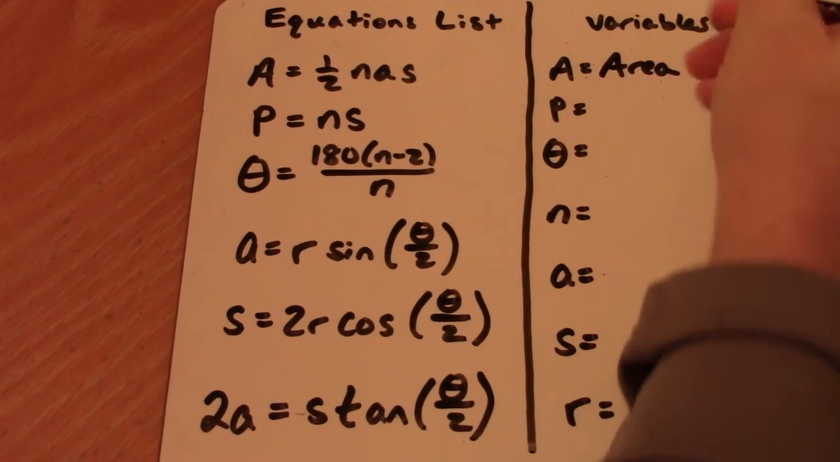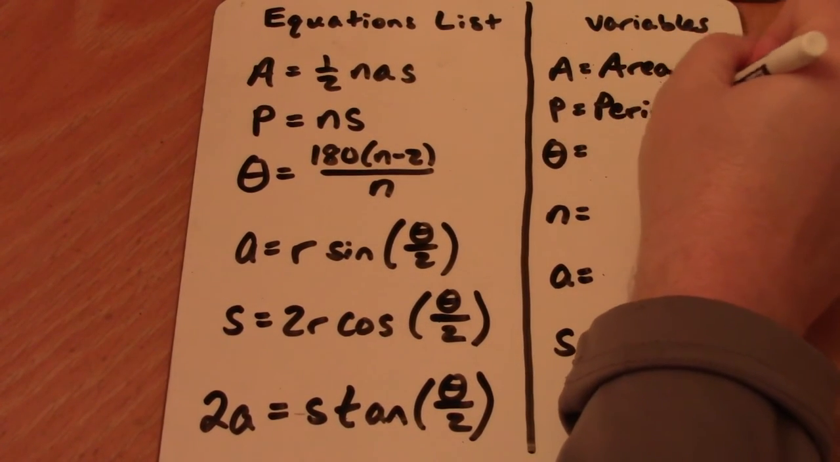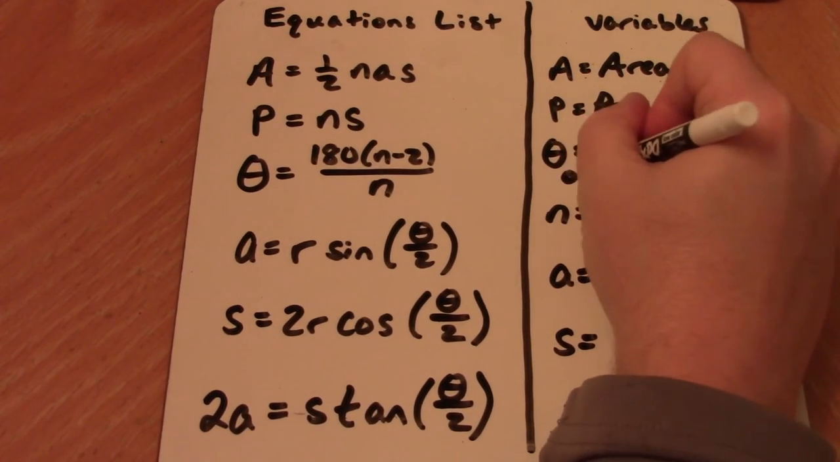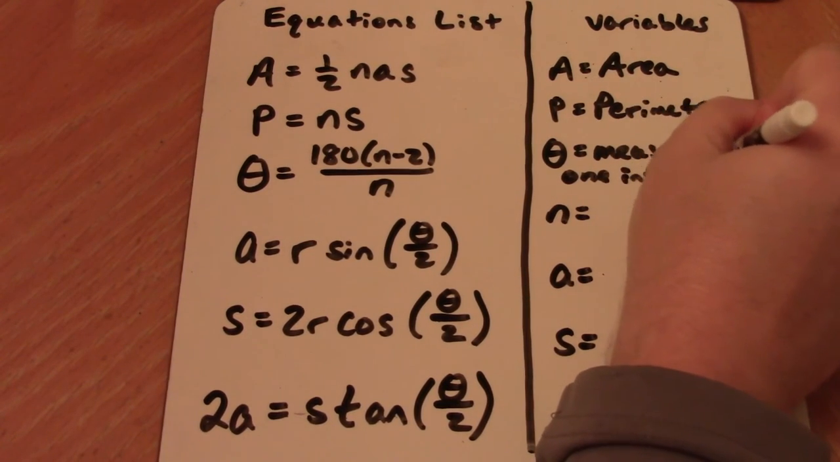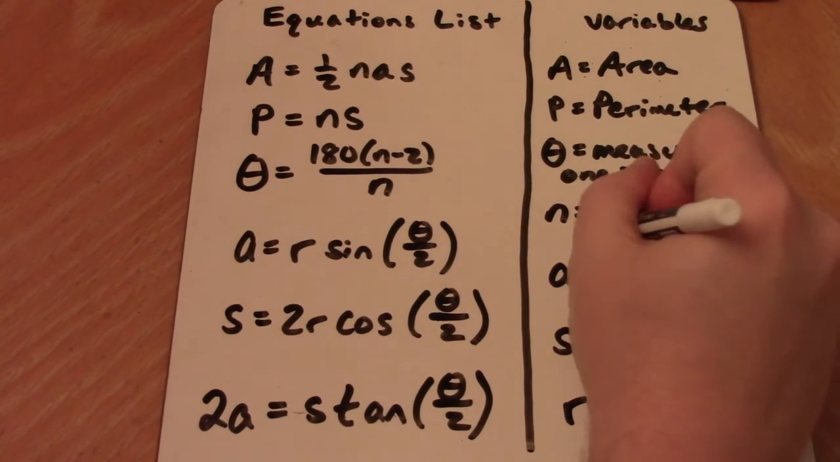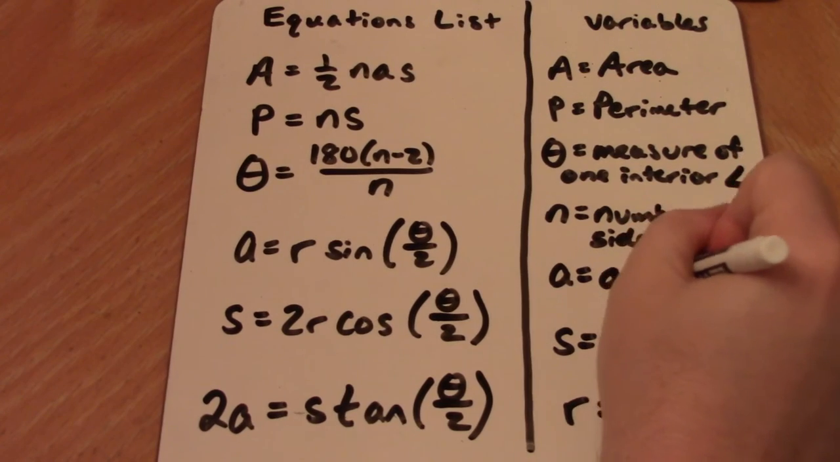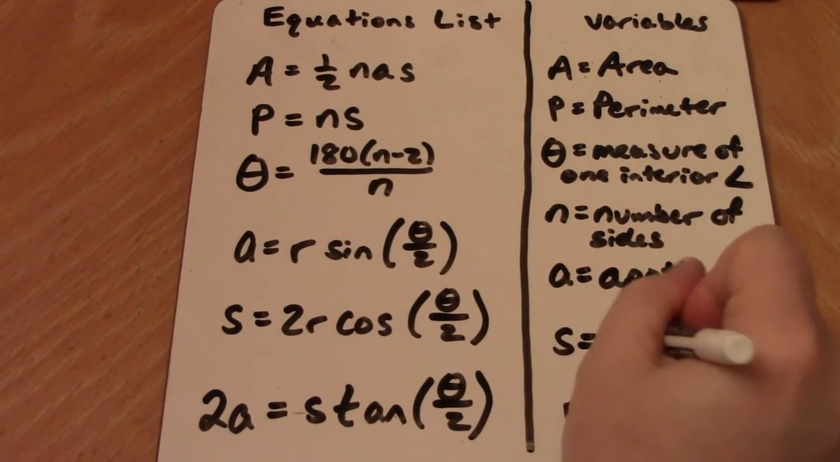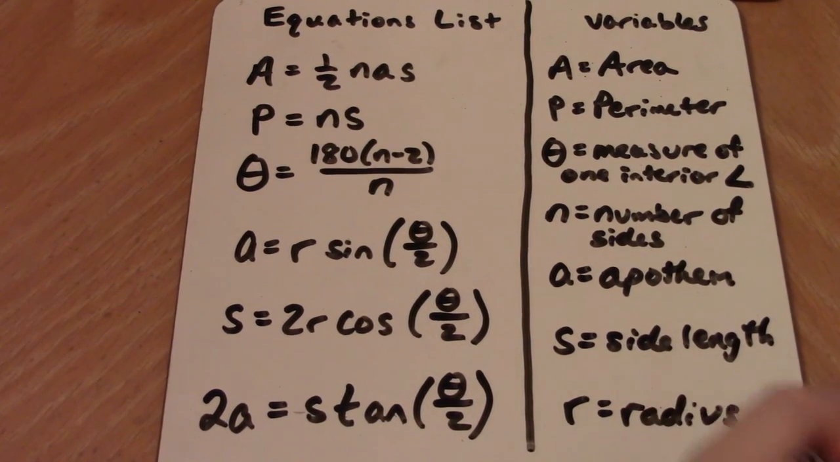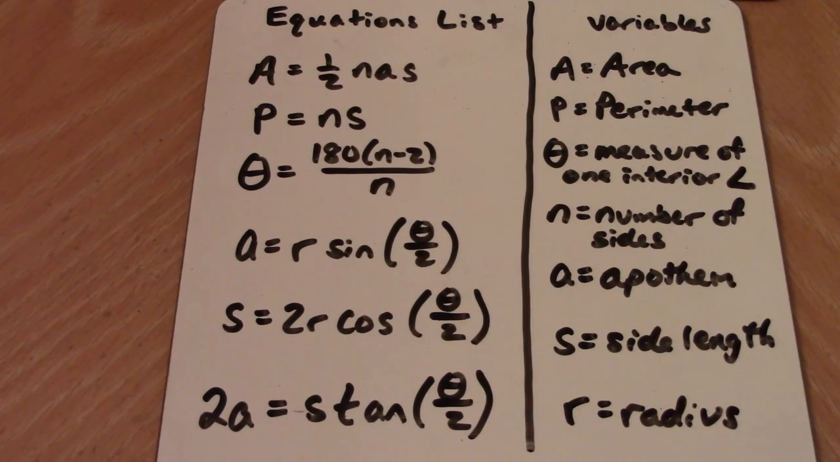Capital A stands for area, capital P stands for perimeter. Theta is the measure of one interior angle. N is the number of sides. A is the apothem. S is the side length. And R is the radius. Remember that the apothem connects the center to the midpoint of a side. The radius connects the center to a vertex of the regular polygon. And S is the side length of the regular polygon.